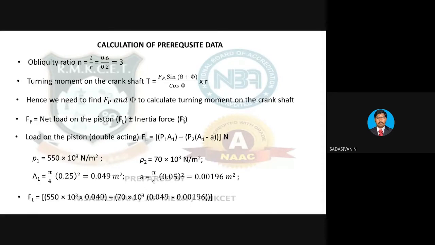So 550 into 10 power 3 into cross-section area 0.049, minus 70 into 10 power 3 into what you have done here inside the last brackets: A1 minus a. A1 is 0.049 minus small a, the cross-section area of the connecting rod. Small a is this one.